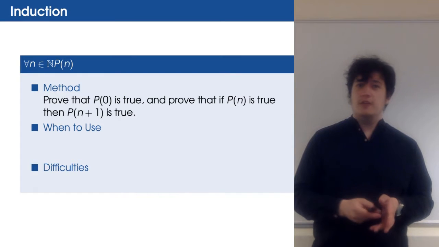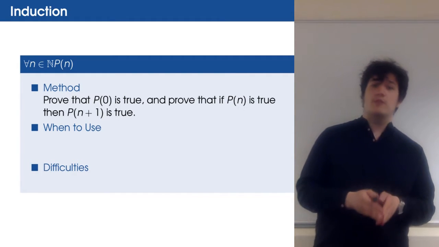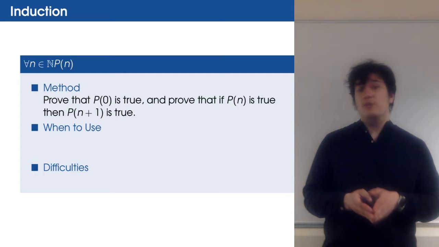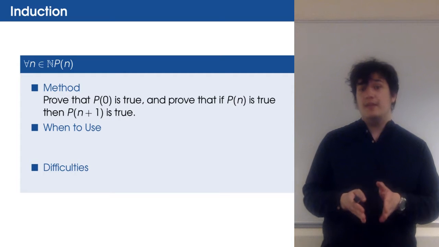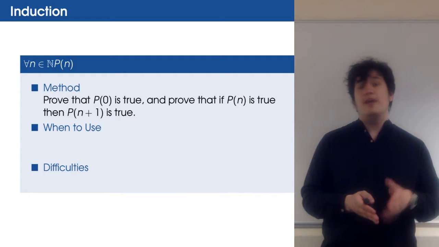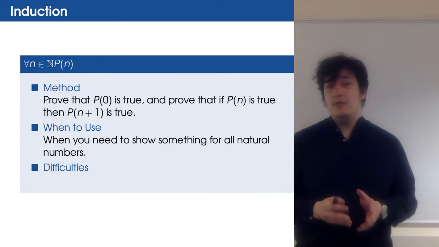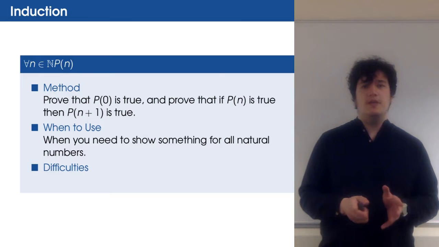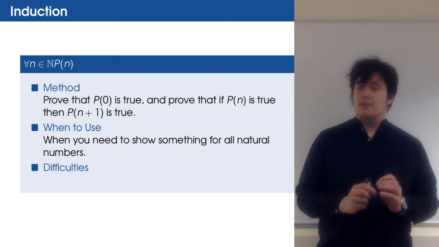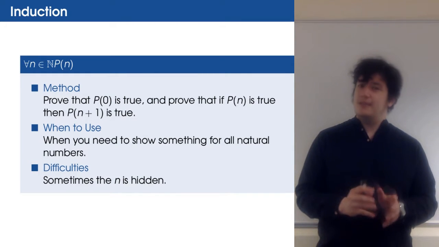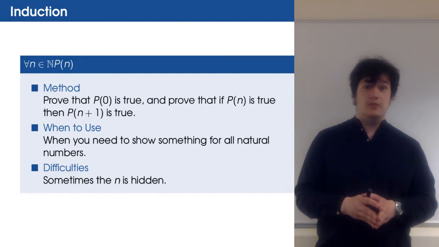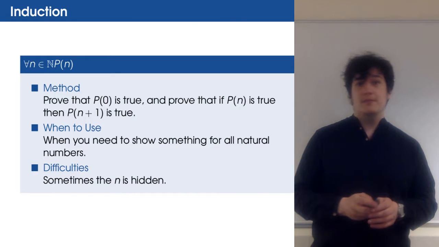To use proof by induction, you first prove that 0 has property p, and then if you add to your assumptions that n has property p, you want to conclude that n plus 1 has property p. As I've mentioned before, this is used whenever you want to prove something about every natural number. However, sometimes proof by induction is used when there isn't an obvious candidate for the natural number that you're doing induction on. In a lot of statements, the n is hidden.